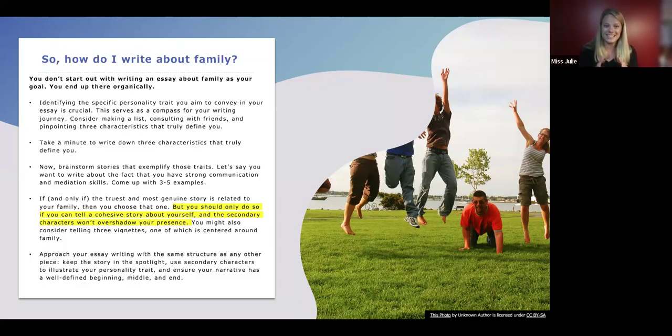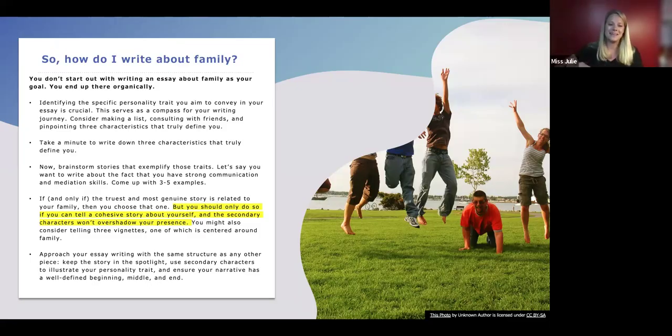Remember, you're the focus, and the secondary characters don't overshadow you. So most of the essay shouldn't be about grandpa's story and how compassionate grandpa was, right? You might tell a little bit about him and why he was meaningful to you. The majority of the story should be about you. You might also consider telling vignettes, which are smaller stories. That can be harder to do as well, but keep that in mind.